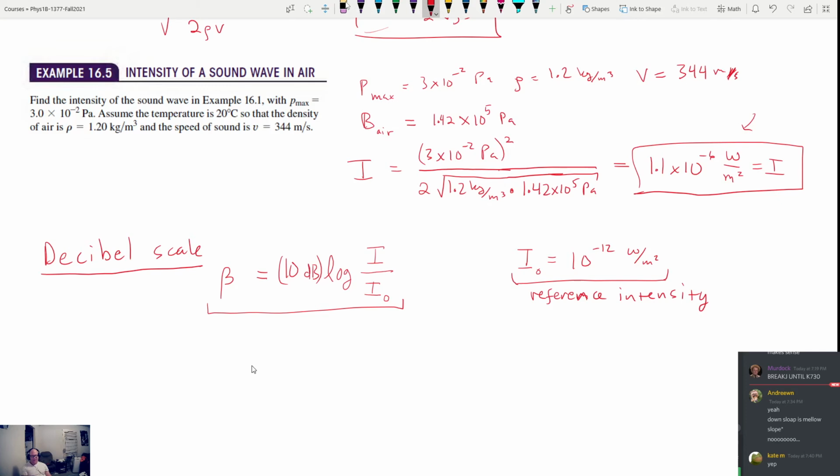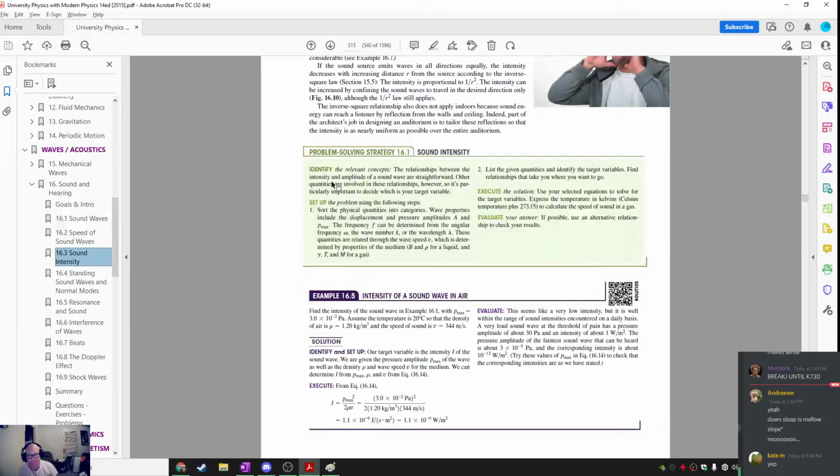All right. And the advantage of this is that the sound intensities that you normally hear happen over a very, very wide range. And I'll show you here in the book what that looks like.